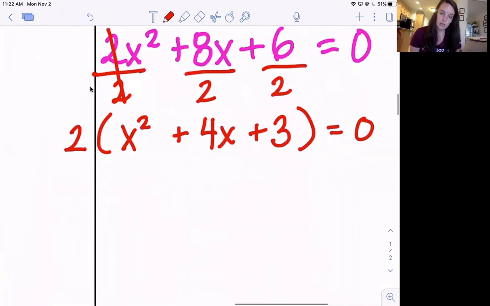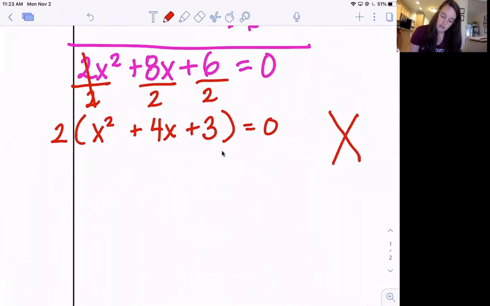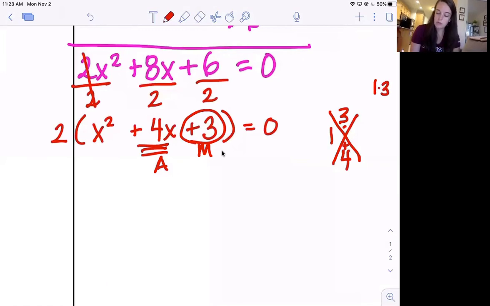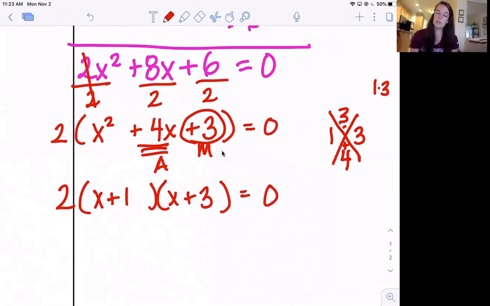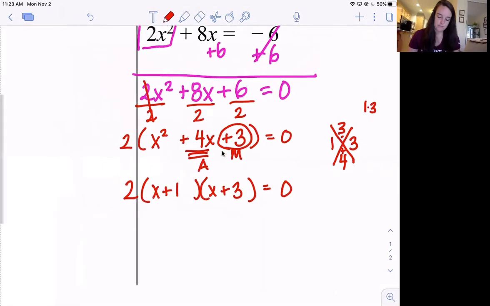Now I can see, okay, so this is now a trinomial, right? So that means that I can use the x factor. I need to multiply to get 3 and add to get 4. So numbers that multiply to get 3, 1 times 3, that works. 1 plus 3 would be 4. So I'm still gonna have my 2 on the outside, and then I'm gonna break this portion into 2 pieces, x plus 1, x plus 3. If you're struggling with factoring, go ahead and go back to the factoring video. You'll be fine. So now I have it broken into all of my pieces.